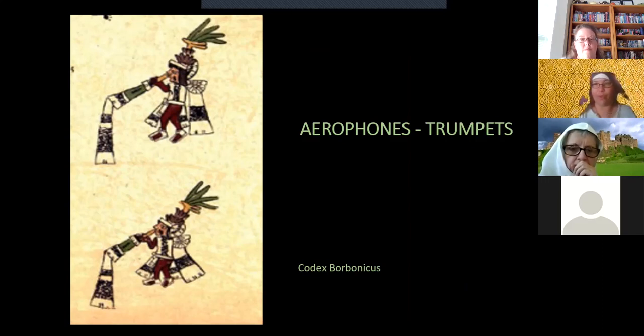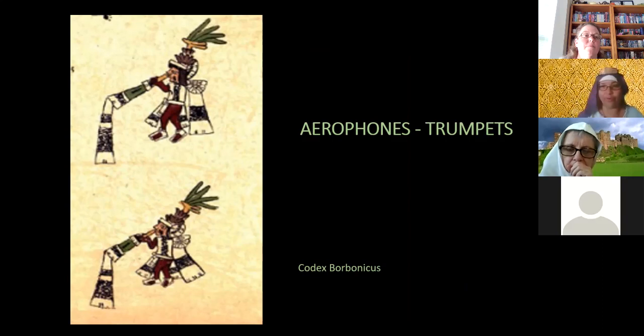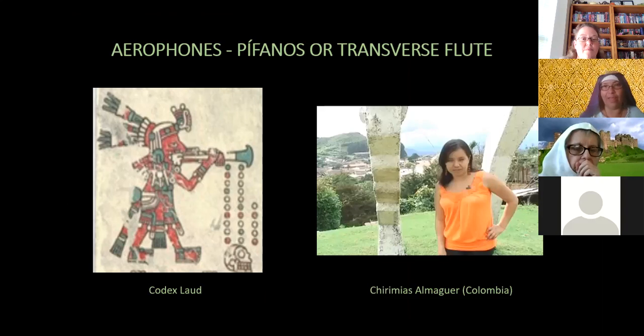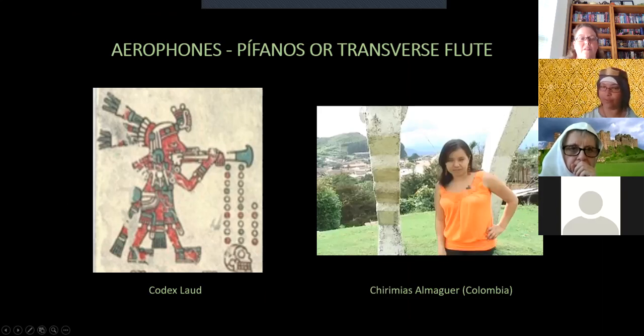More examples of trumpets, and this one is from the Codex Borbonicus. And this one is, I don't know if I misinterpreted, I'm still not sure if this is actually a pífano or a transverse flute. I think it is. So this one is from Codex Laud. And we're going to hear an example of the transverse flute or pífanos.